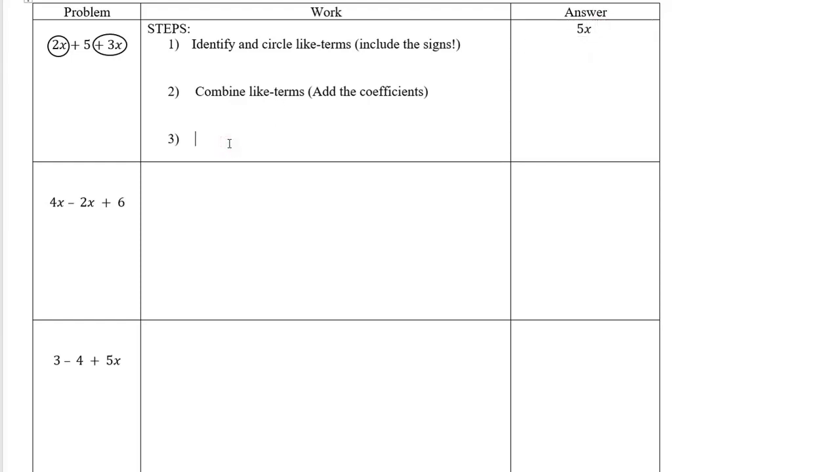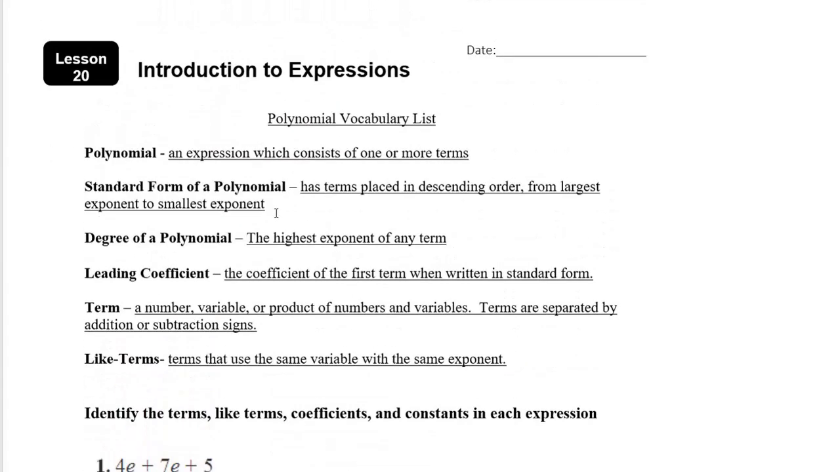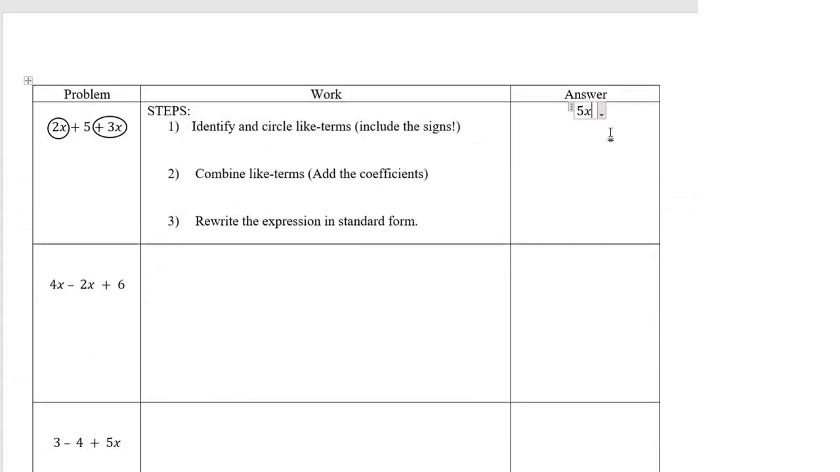And then my final step will be to rewrite the expression in standard form. Again, if you're not remembering what that was, go up here to our notes. Standard form has terms placed in descending order from largest exponent to smallest exponent. So I have 5x, which has an exponent of 1. So I'm actually going to add that in just so you can see it. Again, we don't normally see the power of 1. And then I'm going to write the plus 5 at the end. But again, if this was a multiple choice question, you would see it written just this way. But I wanted to show you that the exponent of 1 is better than an exponent of nothing, which is what 5 has.